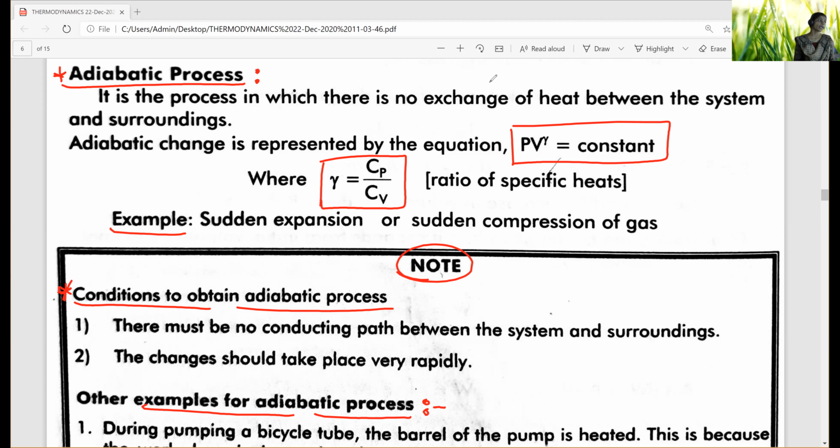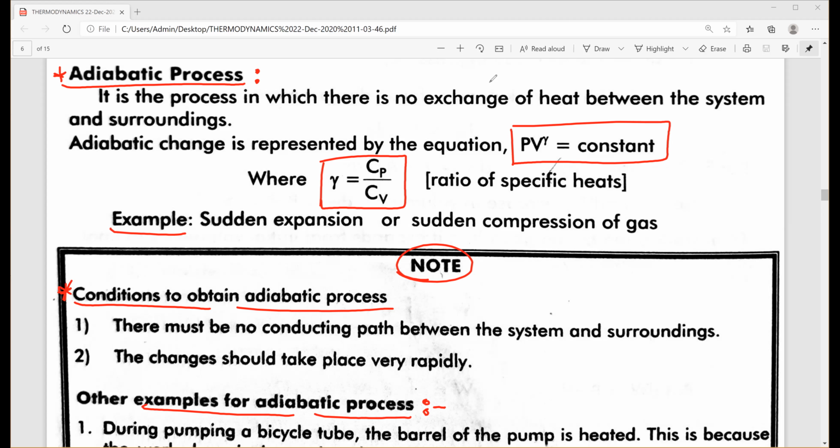And some other examples for adiabatic process. First one, during pumping a bicycle tube, the barrel of the pump is heated. Why? This is because work done in increasing the pressure is converted into heat, so heat is unable to go out of the barrel in a short time. Second example, bursting of air-filled tube. When the bicycle tube bursts, the air coming out of the tube expands rapidly into the atmosphere and gets cooled.